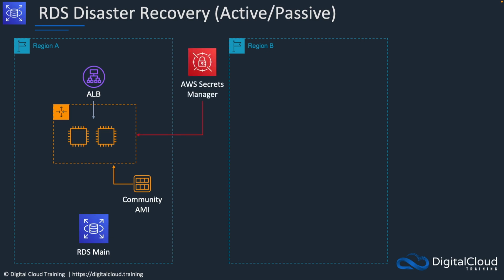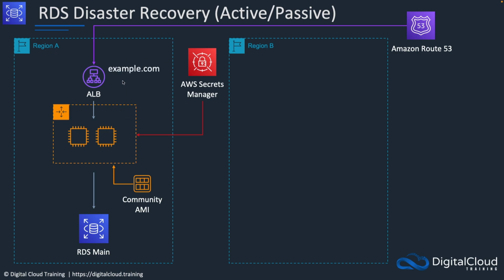Now we have Secrets Manager so that the EC2 instances can find a secret, and that secret will have the database connection information so that the instances can connect to the main database here. Now we've then got Route 53, and Route 53 will be forwarding on all connections to the ALB in region A initially. So let's say that's for example.com.